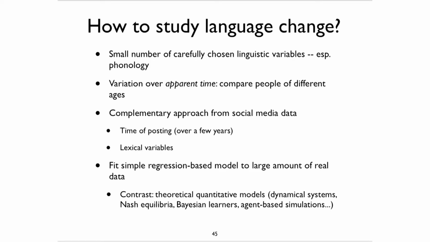And so with social media data, we can have a complementary approach. We can look at words with the times of when they're posted over a long period of time. We can't look at phonetics, but we can look at lexical usage, like all these different types of slang. And so our approach here is to fit a somewhat simple regression-based model to a large amount of real data. There's also been some computational work that looks more at theoretical, formal modeling for these sorts of things.